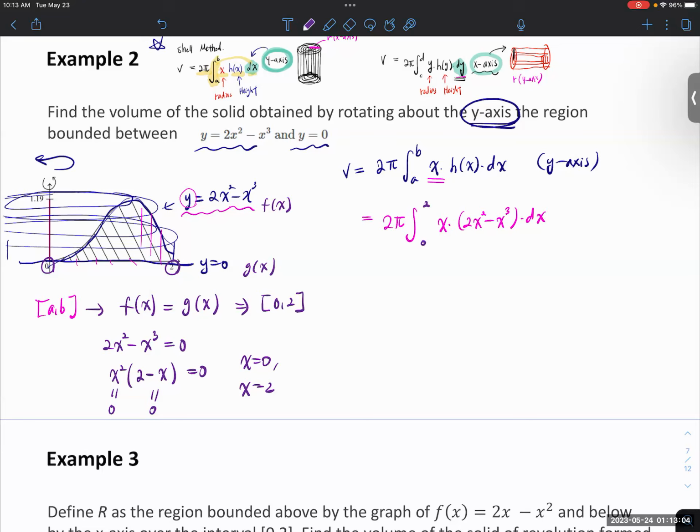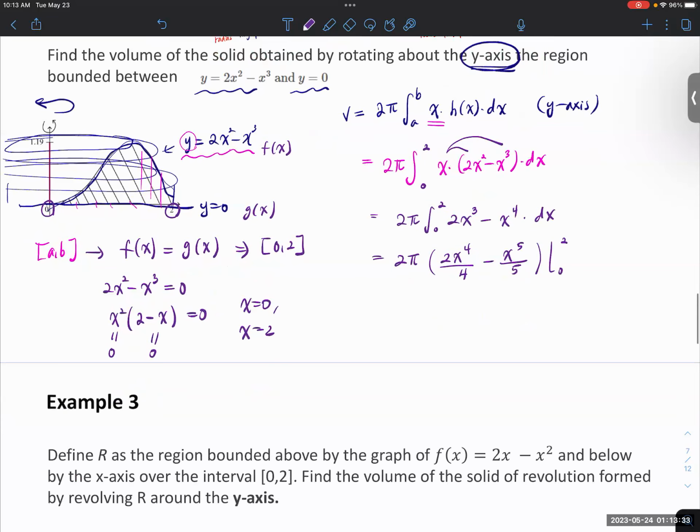So we set up the shell method when you rotate the function about the y-axis. Now what? We're going to take the integral. So expanded, 2 pi, 0 to 2, 2x cubed minus x to the 4, dx. When you take the integral, it's going to be 2x to the 4 over 4 minus x to the 5th over 5, from 0 to 2.